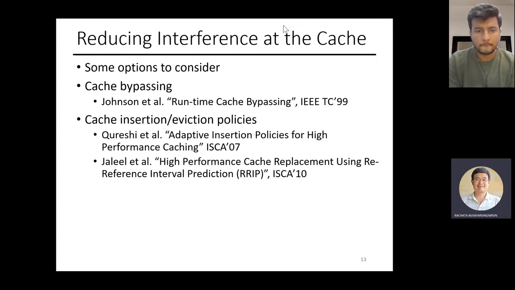You can also use cache insertion and eviction policies. For example, I'm going to talk about two ideas here. The first idea is adaptive insertion policy for high performance caching in ISCA 2007, and another idea in ISCA 2010. ISCA is like the top conference for architecture. Basically, it's the best conference in our field: ISCA, MICRO, HPCA, and ASPLOS. The reading list papers that I give you are considered like Nature papers in science. This is the absolute best venue that works in architecture would go to.